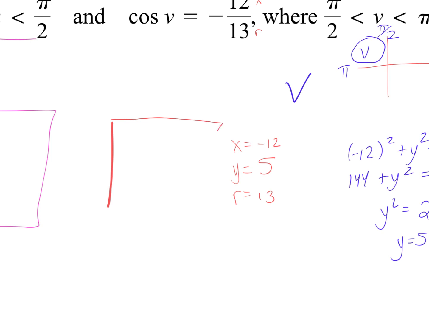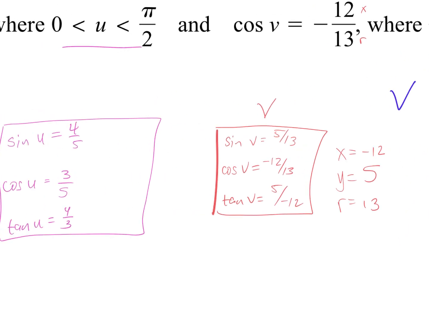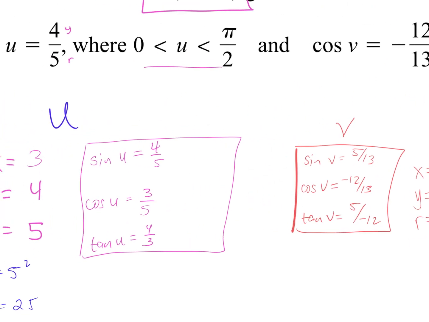I'm going to write down my info for you. So what's the sine of V? 5/13. Good. What is the cosine of V? Negative 12/13. And then what is the tangent of V? 5/-12. Okay. So you guys are like, woo, okay, we're done.